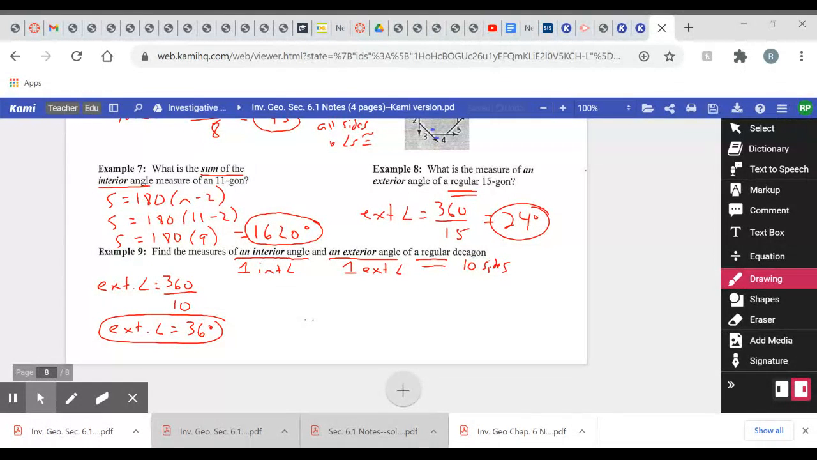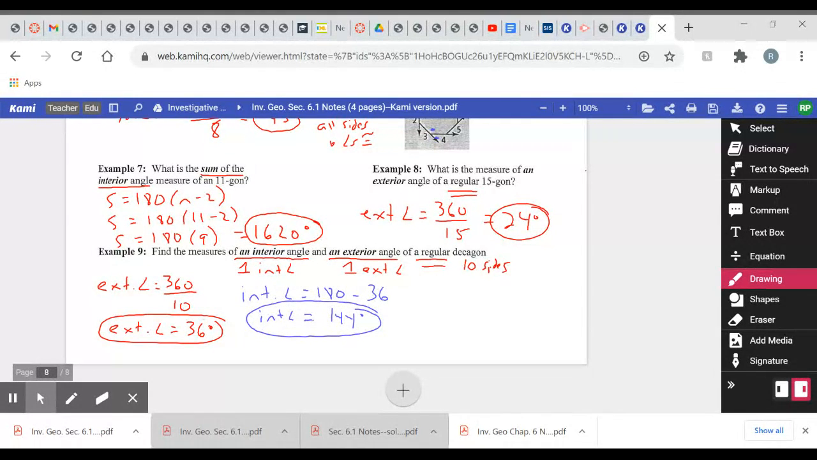So if I know what one exterior angle is, then I know the interior angle is 180 minus whatever the exterior angle is. So in this case, I get the interior angle is 144 degrees.